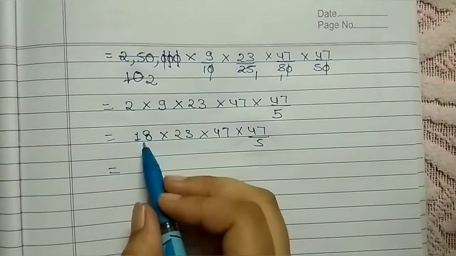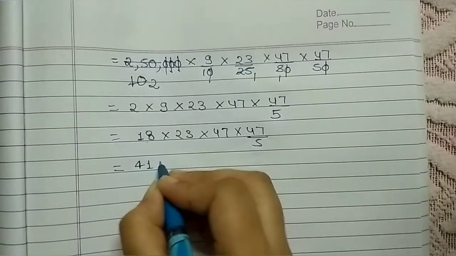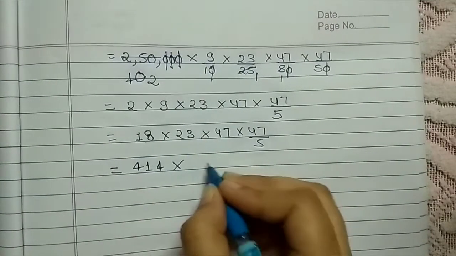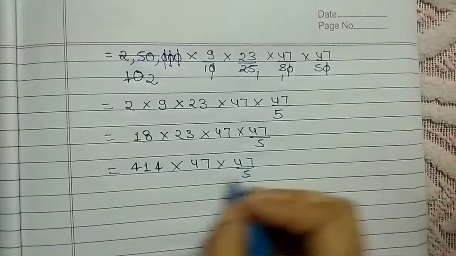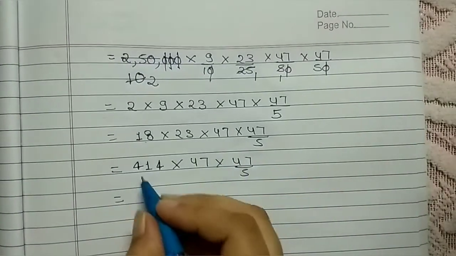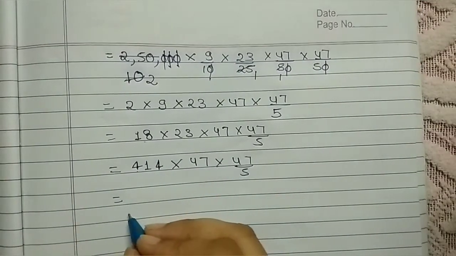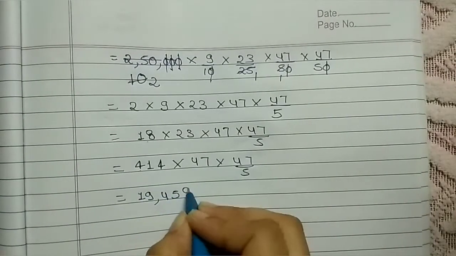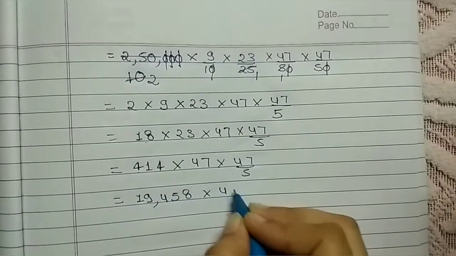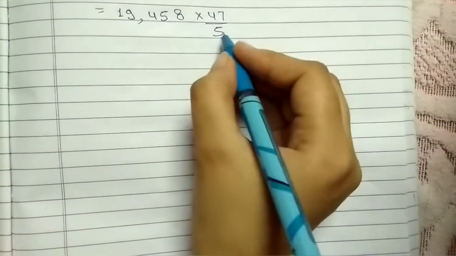Equal to 18 into 23 equal to 414 into 47 into 47 upon 5. Equal to 414 into 47 equal to 19,458 into 47 upon 5. Now we will reduce them.